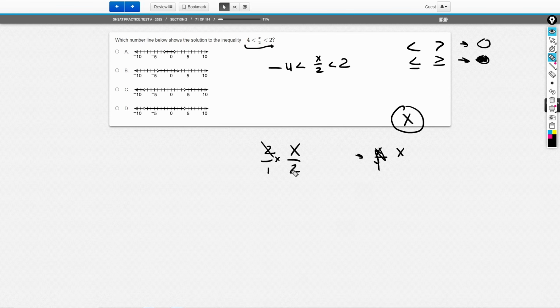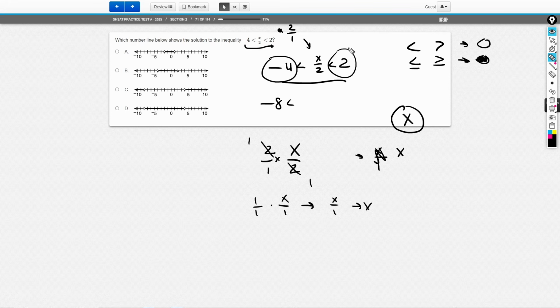What this does, 2 and 2 are the same number, so they cancel out and turn into 1. And now we have 1 over 1 times x over 1, which is the same thing as x over 1, or just x. But if I multiply x by 2 over 1, I have to do that to everything inside of this inequality. So that means I'm multiplying negative 4 by 2 to get negative 8, and I'm multiplying 2 by 2 to get 4. So now negative 8 is less than x, which is less than 4. So x has to fall between negative 8 and 4. And essentially, if we look at this number line, anywhere where you see a shaded region is where x can go. So x is limited between negative 8 and 4, and which choice says that? Well, it's going to be choice D, right?